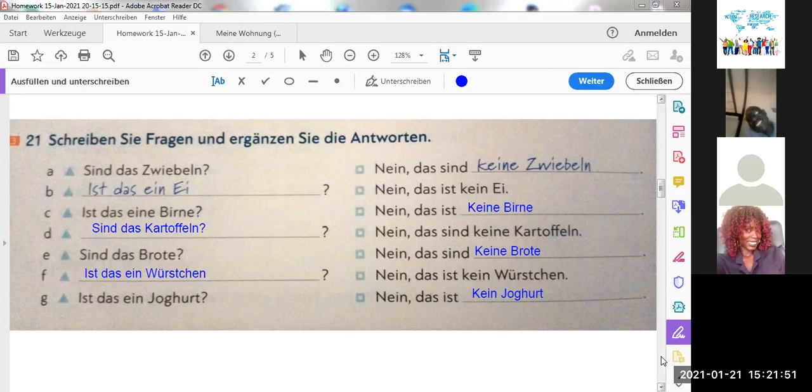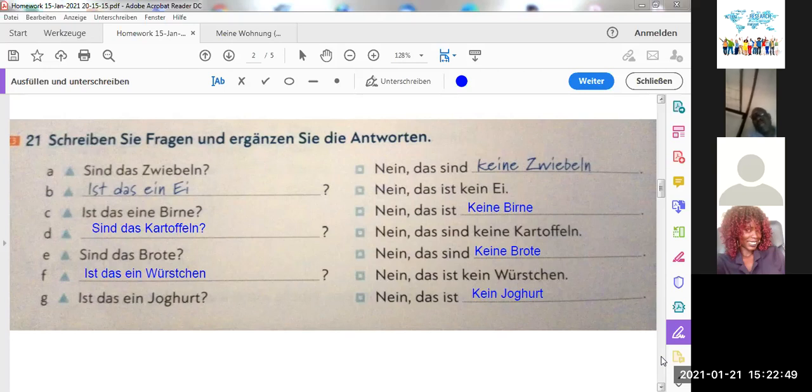Ist das ein E? Ist das ein E? Das ein Eier. Is that an eye? The other side says, nein, das ist kein eye. Kein eye. Perfect. C. Ist das ein Benny? The other side, nein, das ist keine Benny. Very good. Why keine? It gives you something, isn't it? Yes, that means feminine. This is feminine. Perfect.